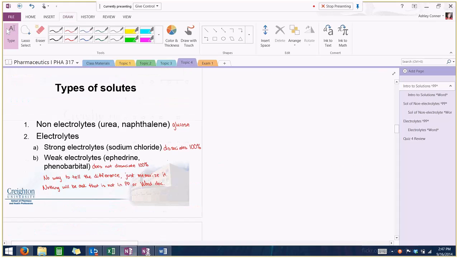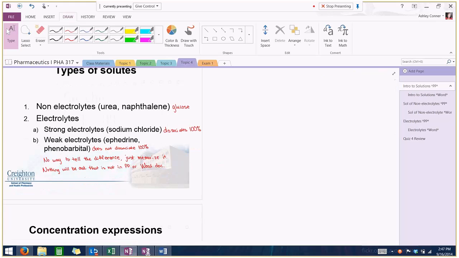Skip down to non-electrolytes and electrolytes. He did mention that we need to memorize the electrolytes, the weak and the strong, and he won't be using any that he didn't mention to us in this PowerPoint. So memorize that urea and naphthalene are non-electrolytes, and memorize the strong and the weak for the quizzes because we'll have to know them. And sucrose and glycerin.